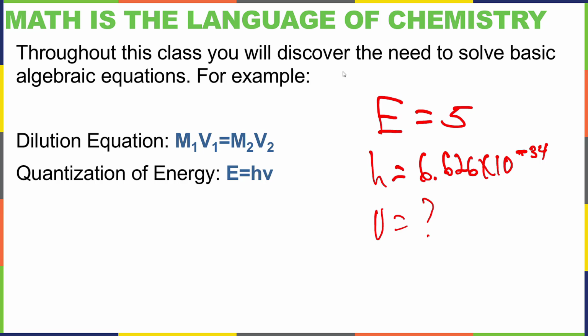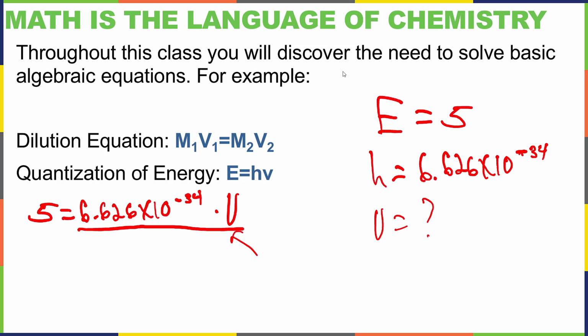All right, so you would just plug it in. E is 5. It's equal to Planck's constant, h, which is 6.626 times 10 to the negative 34, times the frequency, which really should be nu and not just a v, but it's a whole lot easier to type v. So how would you solve for that? Well, you want to get v, the frequency, all by itself. The way you do that is you divide by whatever's in the way, and that's 6.626 times 10 to the negative 34. Problem is, what you do to one side, you have to do to the other.